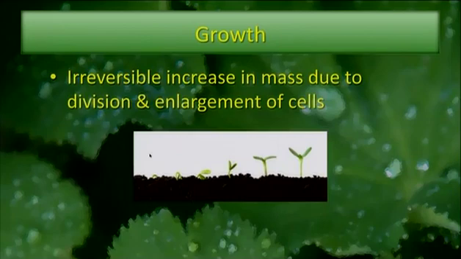So all living things start as a single cell. They increase in mass through cell division and cell enlargement, until maybe the body of the living thing is made up of many cells. Could be thousands, could be millions, could be billions. In our case, our bodies are made up of trillions of cells, tens of trillions of cells. So then what happens?